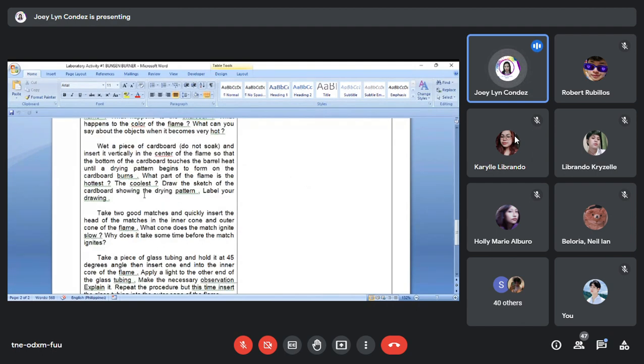Then, another one, we have to wet a piece of cardboard. Okay. So wet a piece of cardboard. Do not soak and insert it vertically in the center of the flame so that the bottom of the cardboard touches the barrel, and heat until a burning pattern begins to form on the cardboard.